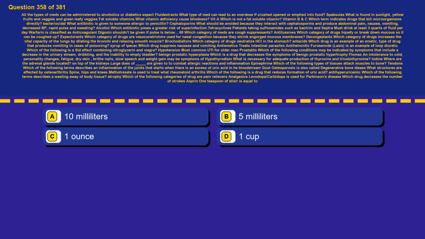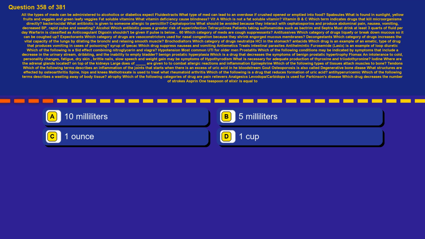Question 358. All types of meds can be administered to alcoholics or diabetics except fluid extracts. What type of med can lead to an overdose if crushed, opened, or emptied into food? Capsules. What is found in sunlight, yellow fruits and veggies, and green leafy veggies? Fat-soluble vitamins. What vitamin deficiency causes blindness? Vitamin A. Which is not a fat-soluble vitamin? Vitamin B and C. Which term indicates drugs that kill microorganisms directly?